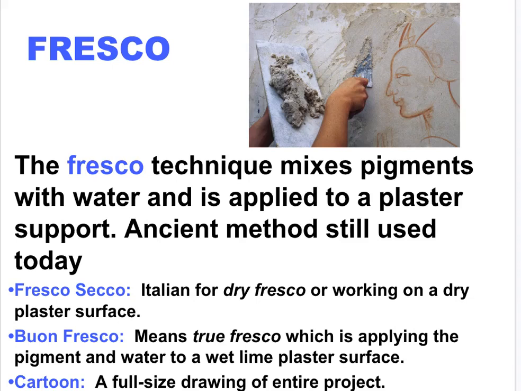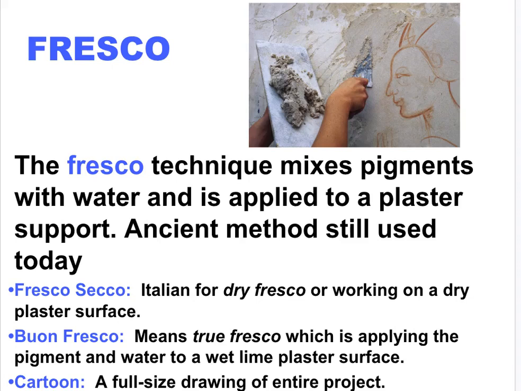That is where you are applying the pigment and water into wet lime plaster. So this person, as you're seeing in the picture there, applies the plaster wet, draws the image on, and while it's still wet, mixes up pigment and water, and when you paint onto the plaster, it soaks into the plaster, which means that the painting is the wall, if you can think of it that way.